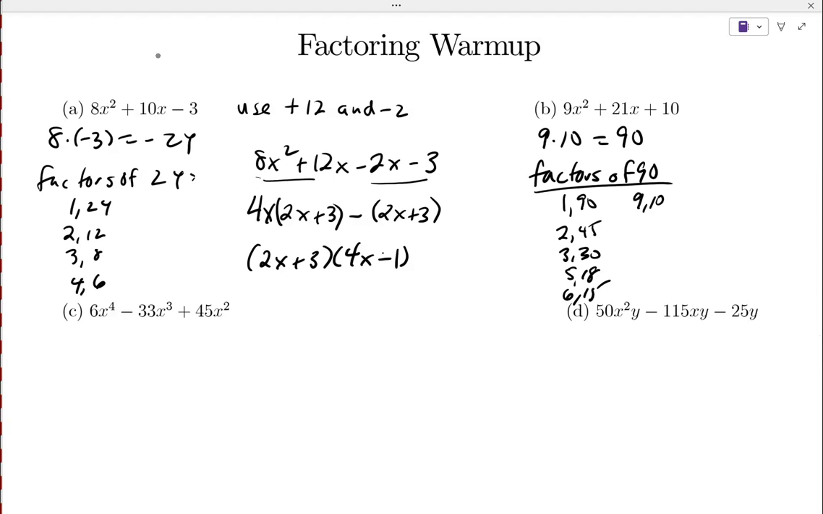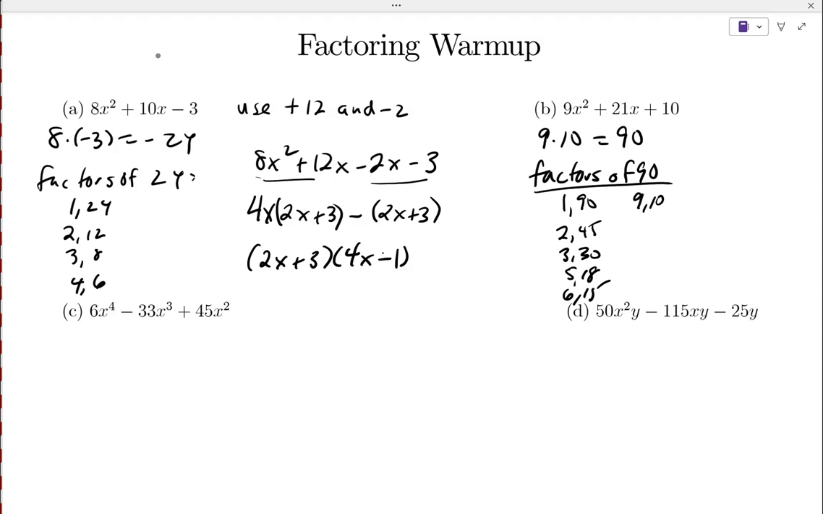So what do we need now? We need to add up to 21, and they both need to be the same sign, right? The plus 10 on the end. What adds up to 21? The 15 and 6 here.